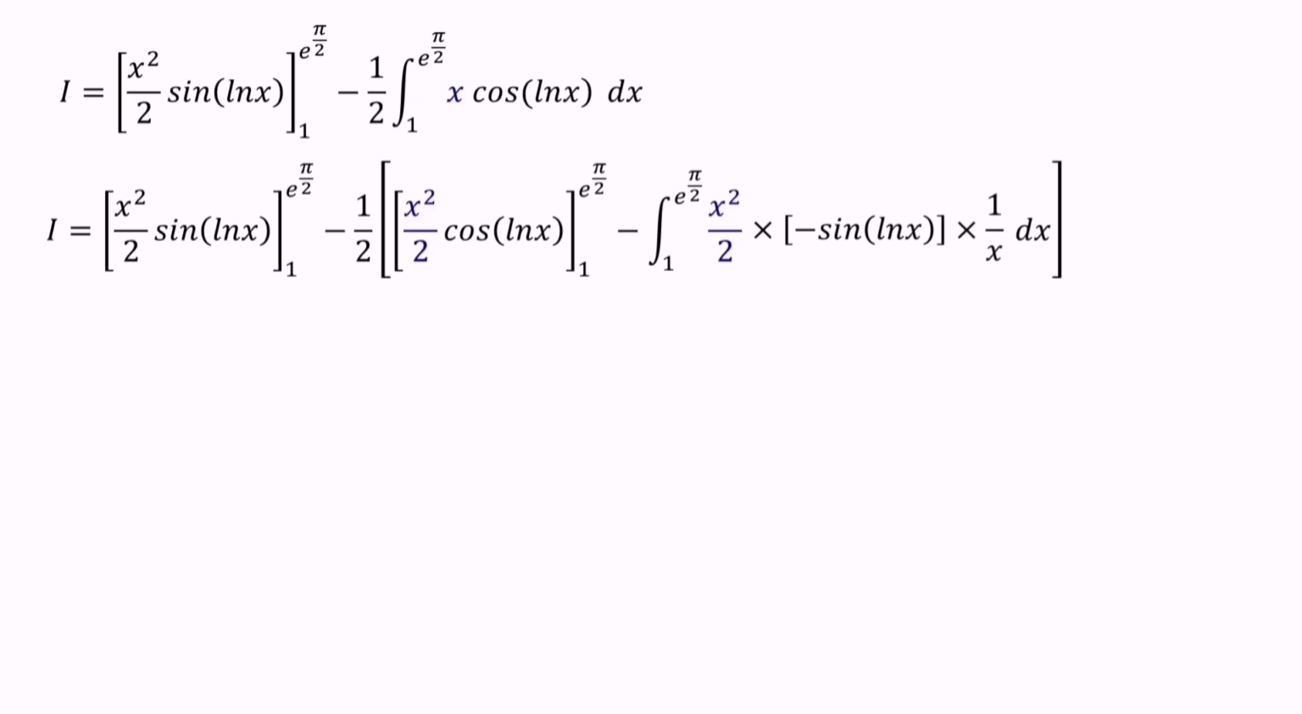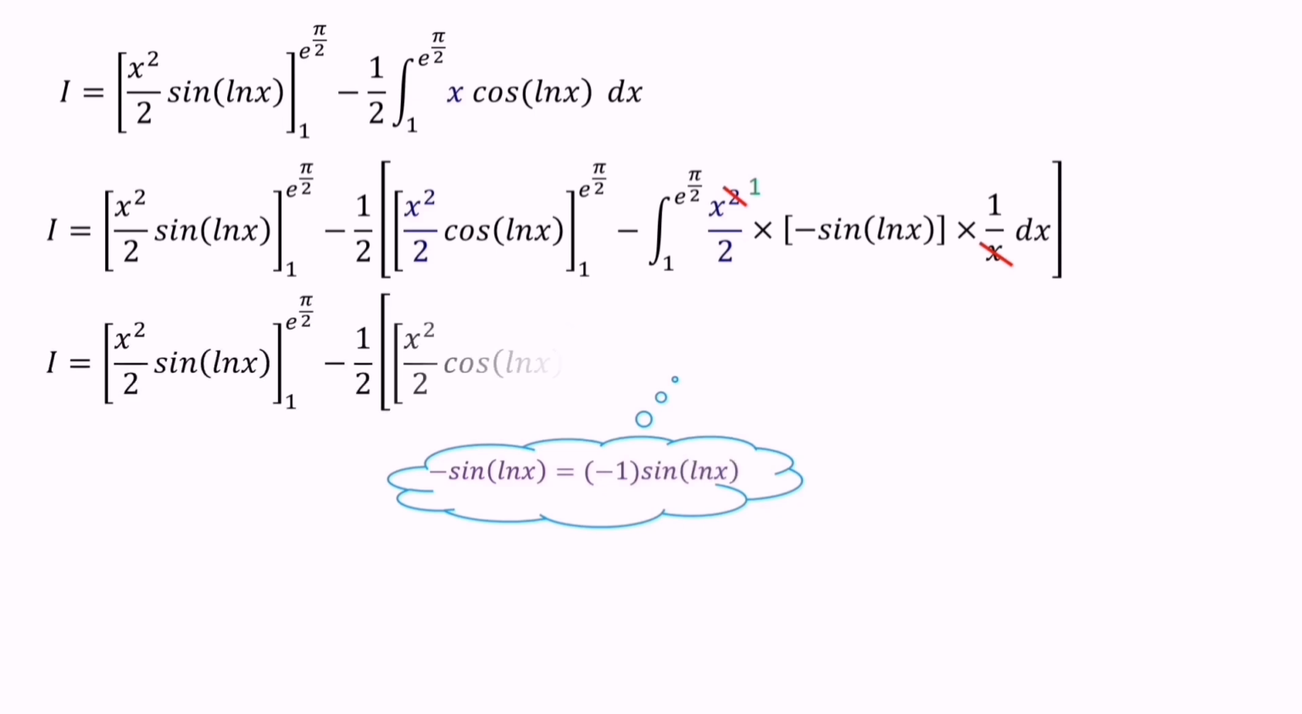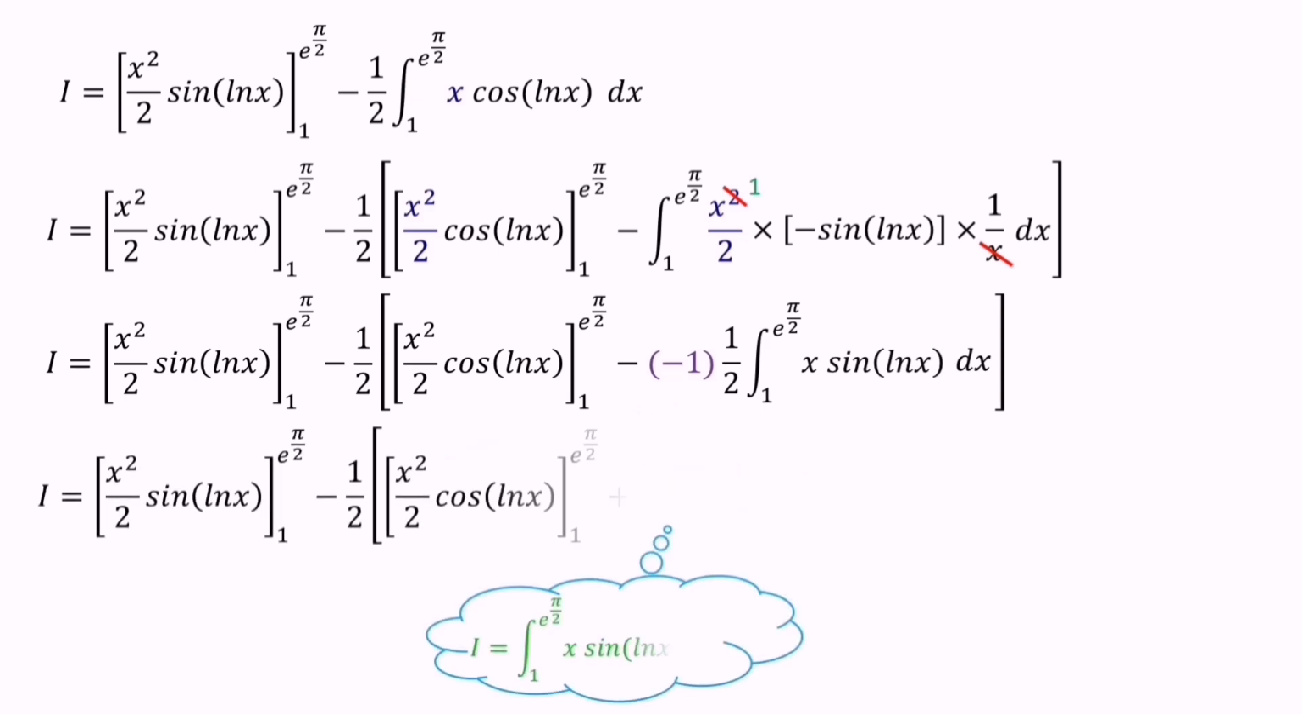Now we can cancel out the denominator x against the x squared term, and we can bring the denominator 2 outside of the integral because it is a constant value. Minus sin(ln x) means minus 1 times sin(ln x), so we can bring the minus 1 outside of the integral. Now we have minus 1 into half, which we can write as plus half. Instead of the integral of x sin(ln x) we can write capital I.